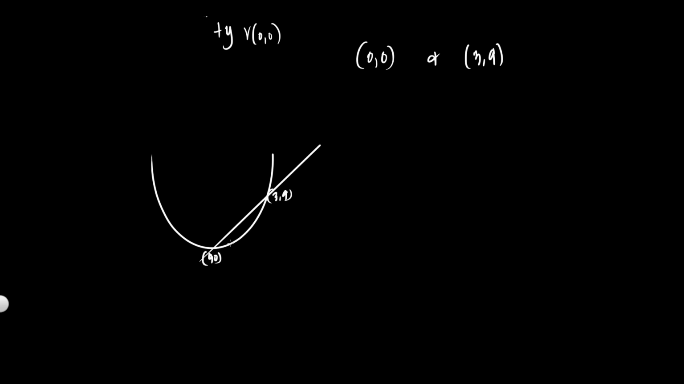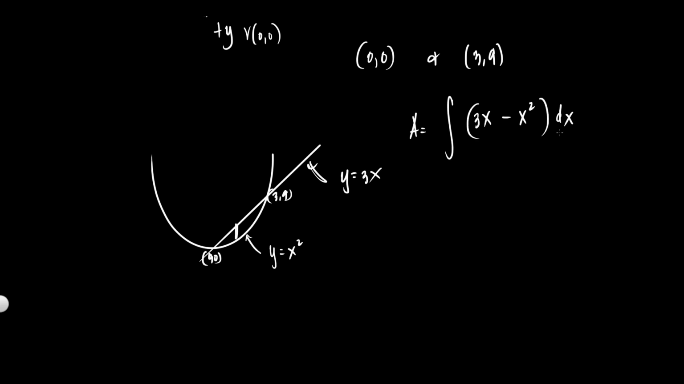Okay? So, pwede mo itong isolve using the horizontal strip or the vertical strip. So, let's try the vertical strip. This line here is y equals 3x, meron ka ng y upper. And this parabola here is y equals x squared, meron ka ng y lower. Correct? Now, to solve for the area, that is equal to the integral of y upper, which is 3x, minus y lower, which is x squared, multiply by dx, yung thickness, no? Then, limits natin 0 to 3.